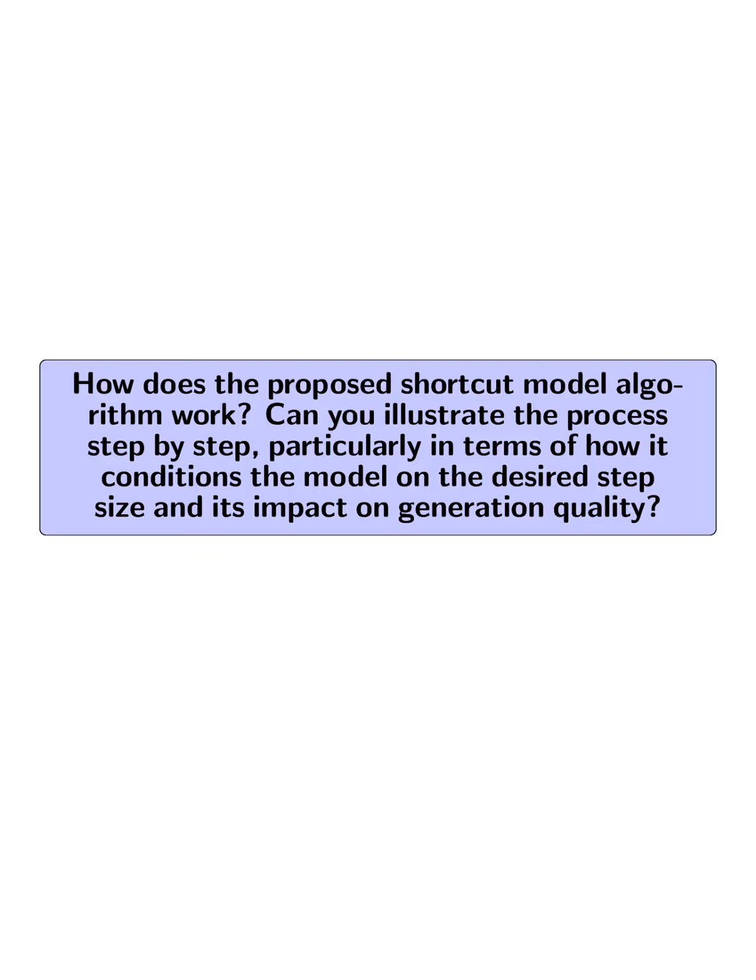Can you illustrate the process step by step, particularly in terms of how it conditions the model on the desired step size and its impact on generation quality?